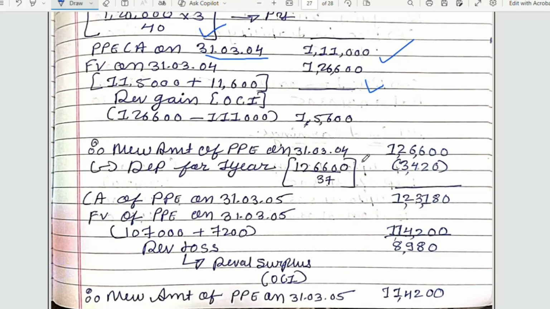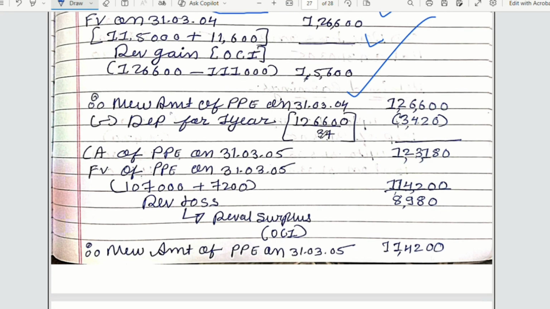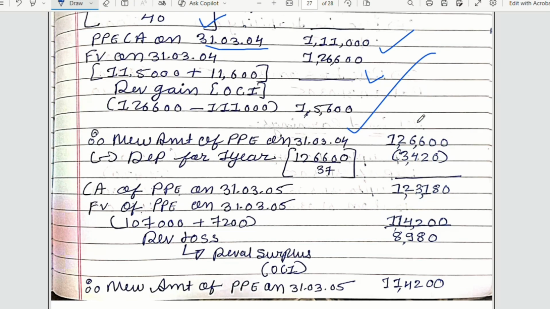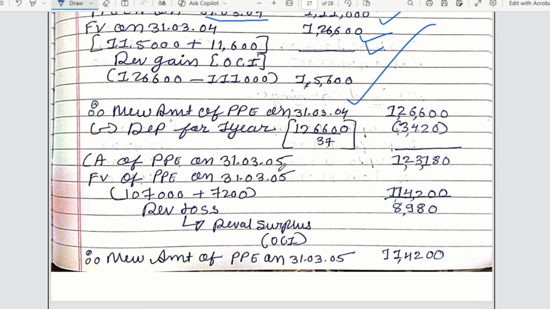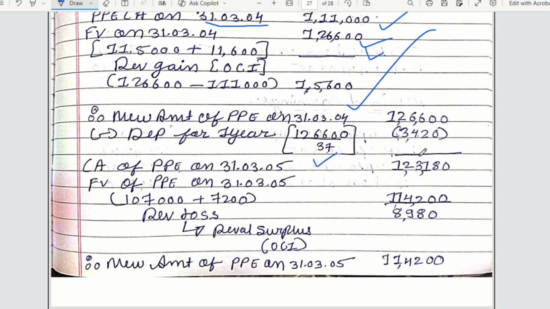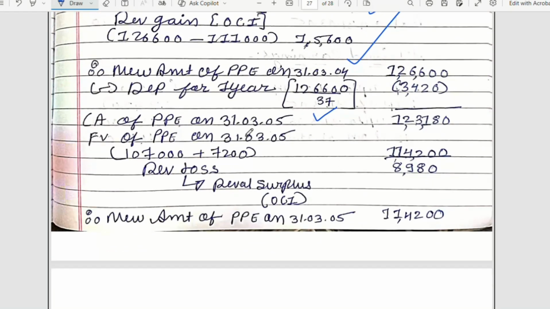नाउ यहाँ तक हो गया हमारा. डन. न्यू अमाउंट ऑफ पीपी ऑन 31 मार्च 2000. अभी देखो हम लोग ने यहाँ पे रिवैल्यूएशन किया है, तो अभी हमारा जो वैल्यू होगा पीपी का वो ये होगा 1,26,000. सो अभी इस पे अगर हमारा रिमेनिंग यूजफुल लाइफ 40 - 3 करेंगे तो 37 रिमेनिंग यूजफुल लाइफ हम लोग का बच रहा है. ठीक है. तो उससे हम लोग 1 ईयर का डेप्रिसिएशन कैलकुलेट करते हैं. तो ये हमारा कैरिंग वैल्यू आ गया एज ऑन 31 मार्च 2005. तो 31 मार्च 2005 को हमारा ये कैरिंग वैल्यू है.